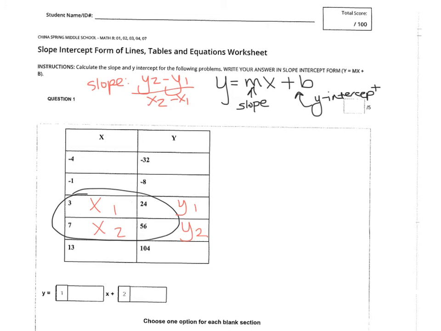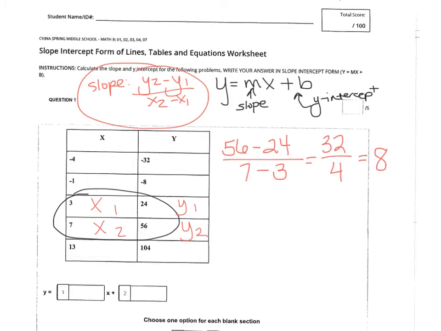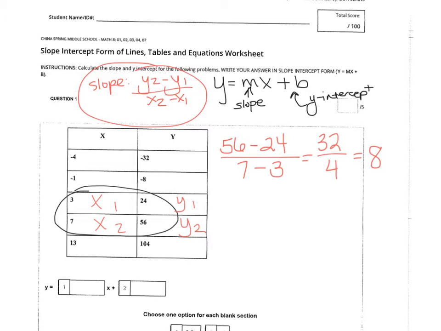So I'm going to use my slope formula and plug these numbers in. I've got y2, which is 56, minus y1, 24, on top of x2 minus x1, 7 minus 3. So 56 minus 24 is 32, and 7 minus 3 is 4. And when I divide those two, I get 8.